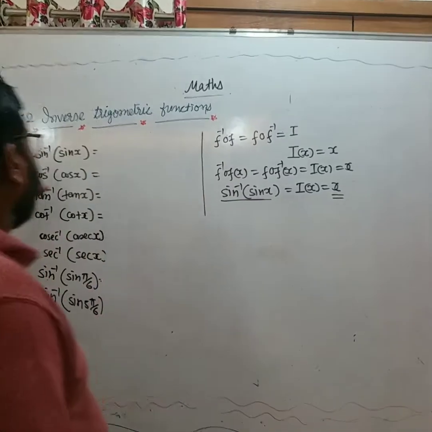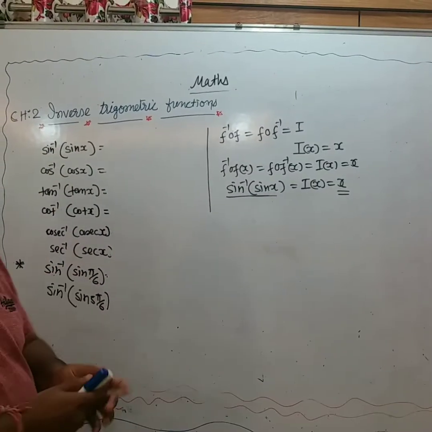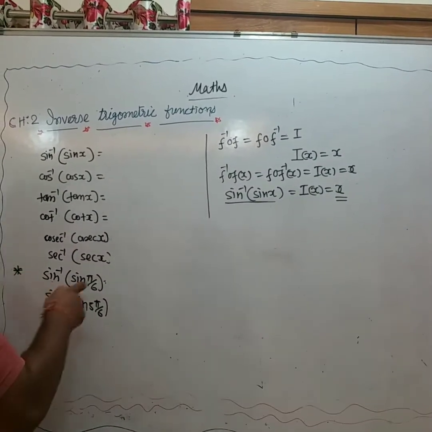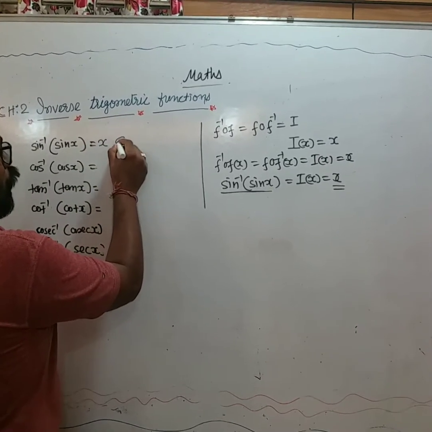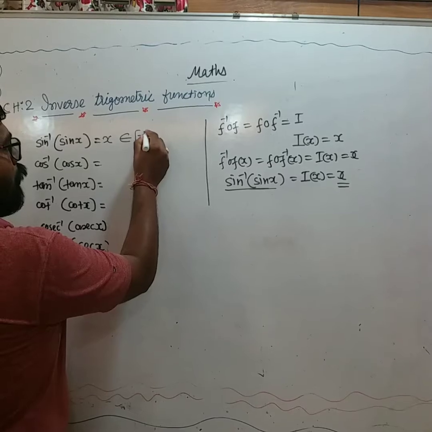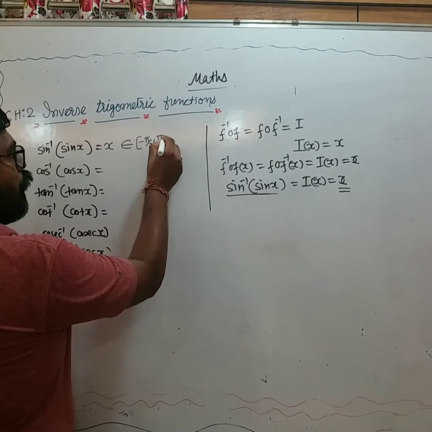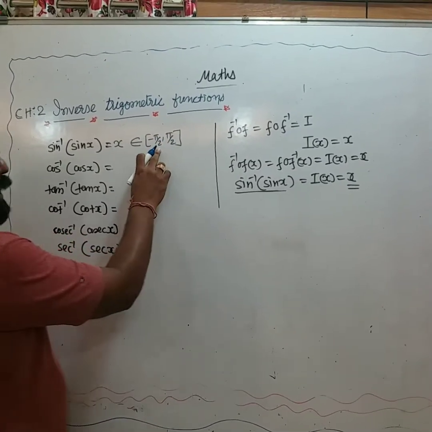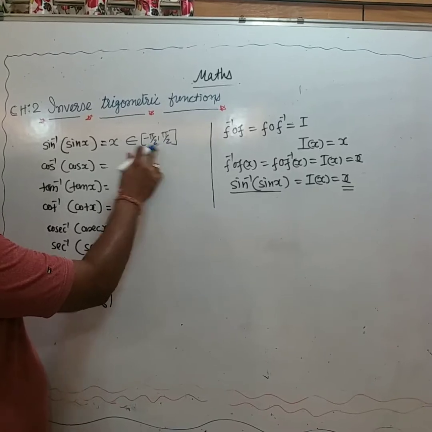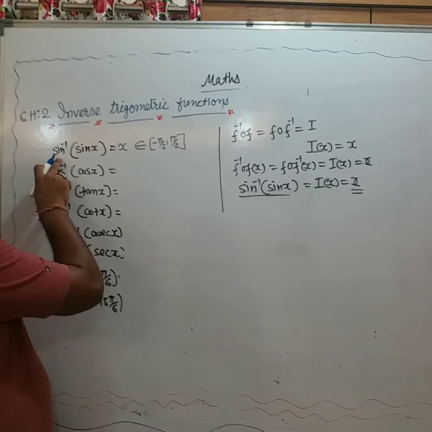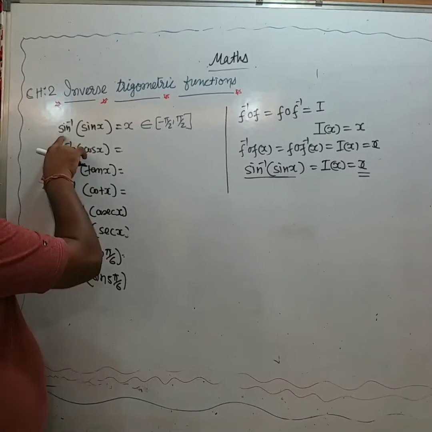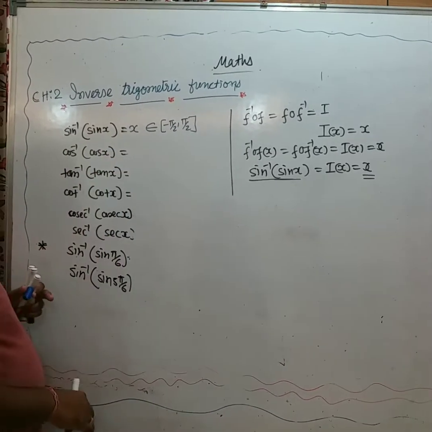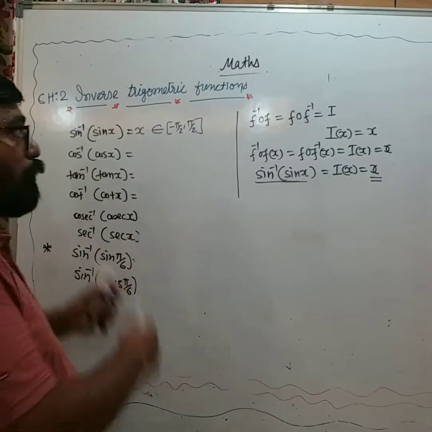See here, sine inverse of sine x. Sine inverse of sine x is x when x belongs to minus pi by 2 to pi by 2. This minus pi by 2 to pi by 2 is the range of sine inverse function. Okay, but how is it possible? See here, sine inverse of sine x is x. How can it be possible?